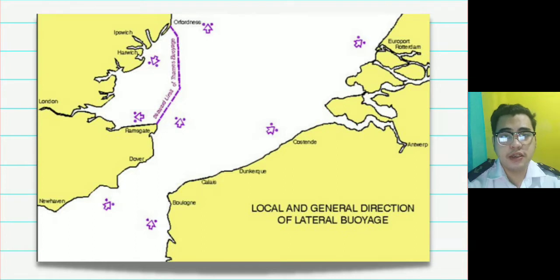As you can see in this diagram, it is the local and general direction of lateral Bouyage. This diagram illustrates how the general direction gives way to the local direction at the outer limit of the Thames estuary. Around the British Isles, the general direction of Bouyage runs north along the west coast and through the Irish Sea, east through the English Channel, and north through the North Sea.